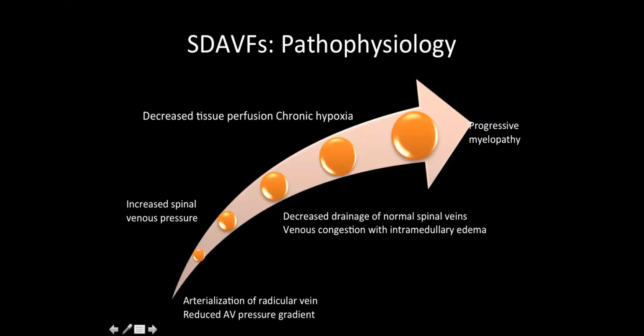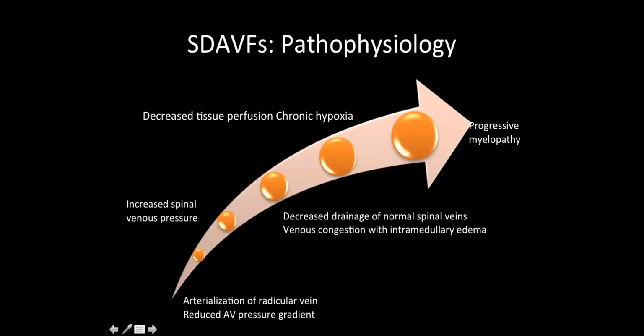Now, as the congestion starts, the veins start to get arterialized. There is reduced arteriovenous pressure gradient. This increases the spinal venous pressure, and there is decreased drainage of the normal spinal veins. Now this venous congestion leads to intramedullary edema. Now when we get the patient at this stage, it is considered the pathology is still reversible.